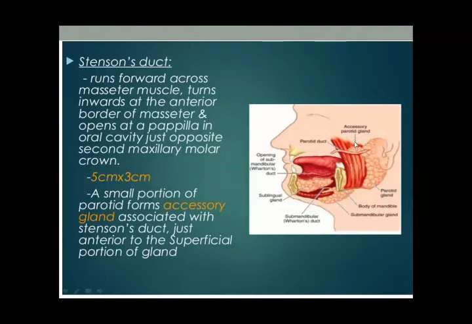Accessory parotid gland. What is the duct of the parotid gland? Stensen's duct. It runs forward across the masseter muscle, turns inwards at the anterior border of the masseter and opens at the papilla in the oral cavity just opposite the second maxillary molar, 5 cm by 3 cm. A small portion of the parotid forms the accessory gland, associated with Stensen's duct just anterior to the superficial portion of the gland.